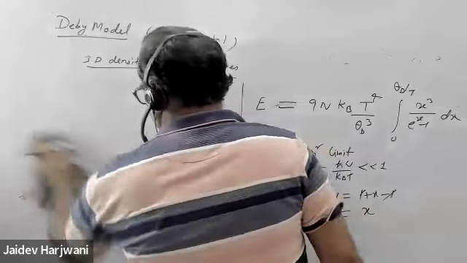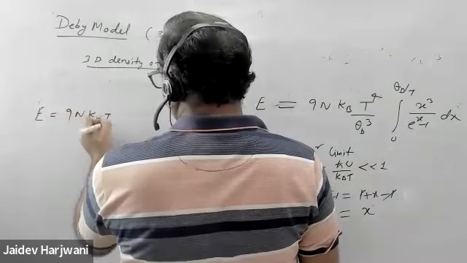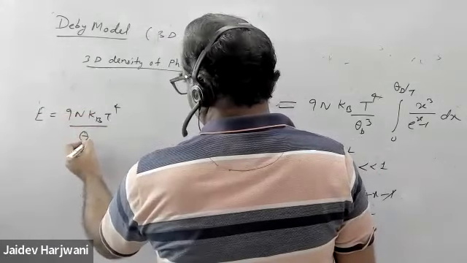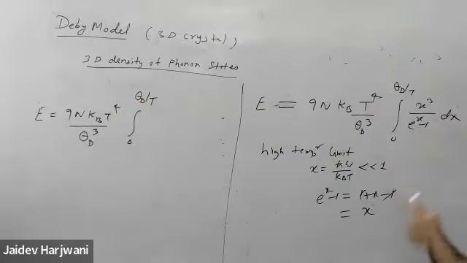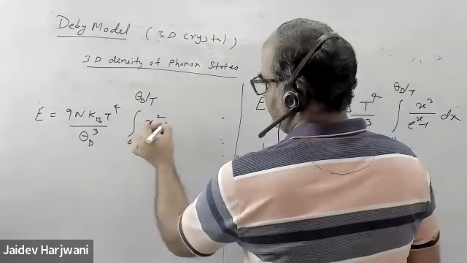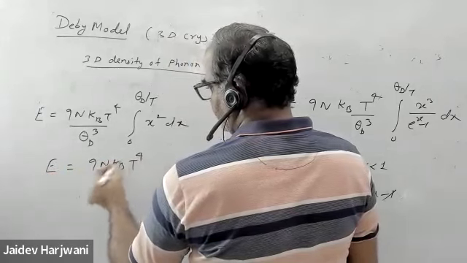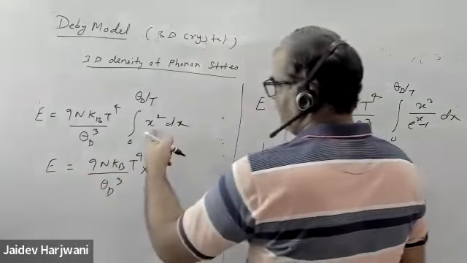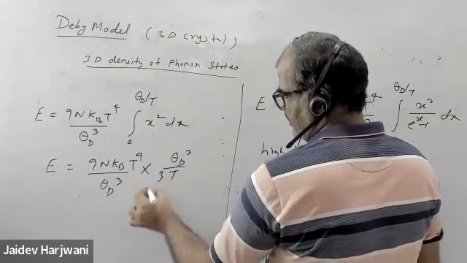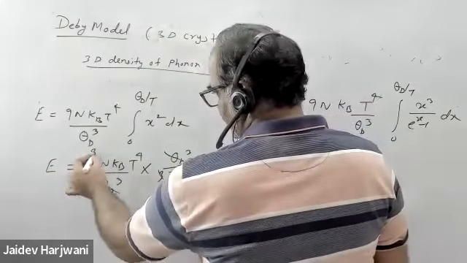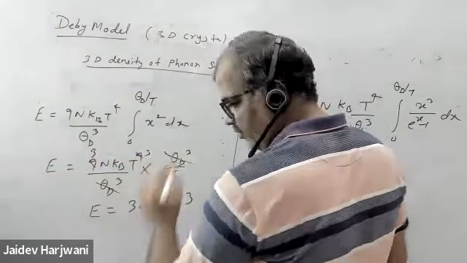In that case my energy will be what? E equals 9 kB T⁴ upon θD cube, integral from 0 to θD by T, and this becomes x, so this becomes x² dx. And if I open this one, 9 kB T⁴ upon θD cube into x cube upon 3, that means θD cube upon T cube upon 3. θD cancels, 3 cancels, and the power cancels, T cube. So I got the energy as 3N kB T.